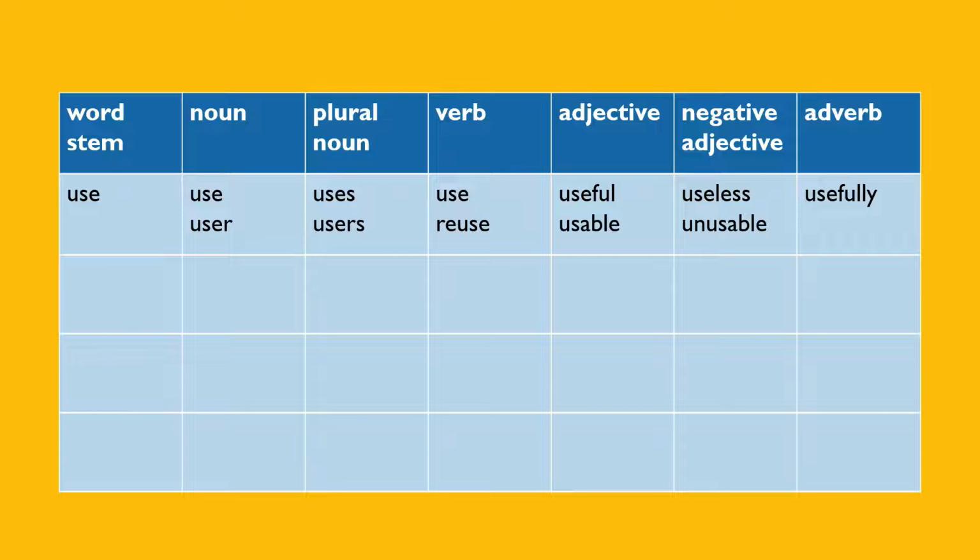Let's look at the word use. From this little 3-letter word, we get 11 other words. For the noun, we have use and user, plural noun, uses and users, verb, use and also reuse, adjective, useful, usable, negative adjective, useless, unusable, and adverb, usefully.